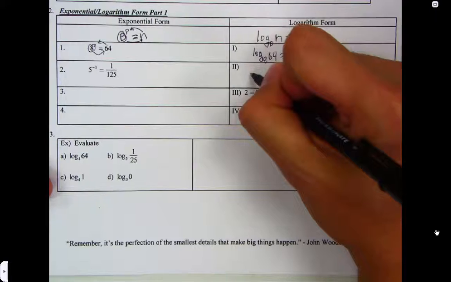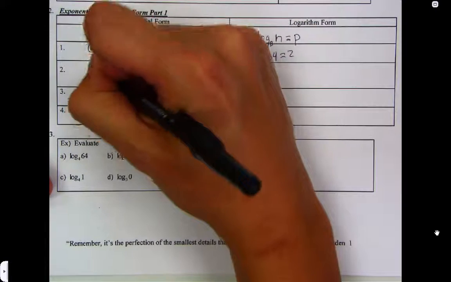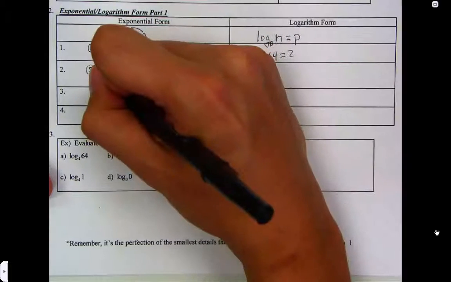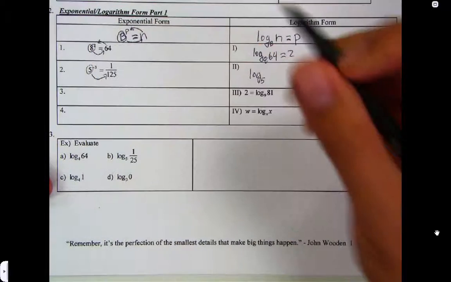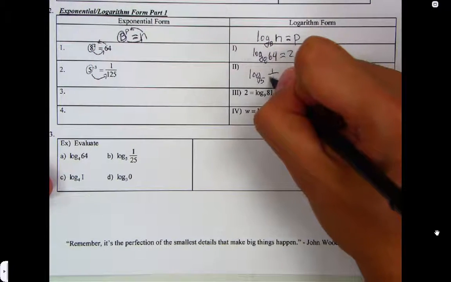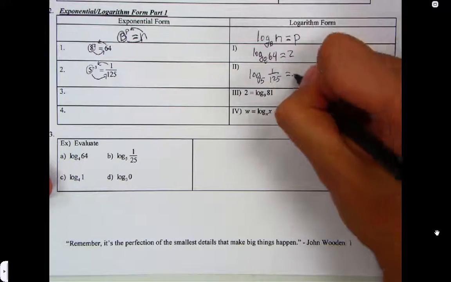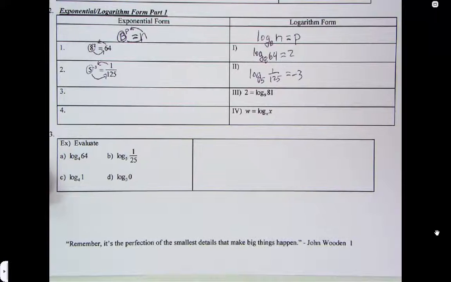And we're going to write 5 to the negative third power equal to 125. I'm going to write that in log form, log. Circle the base, that goes next to g, 5. What's on the other side of 5? 1 over 125 equal to the exponent negative 3. And rewrite it as a regular number.